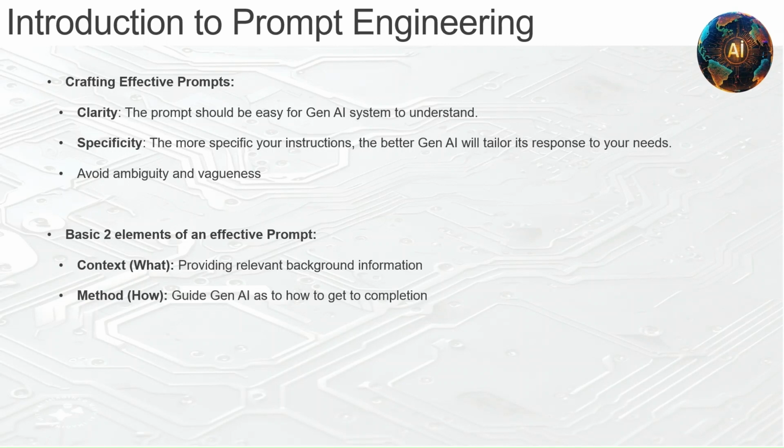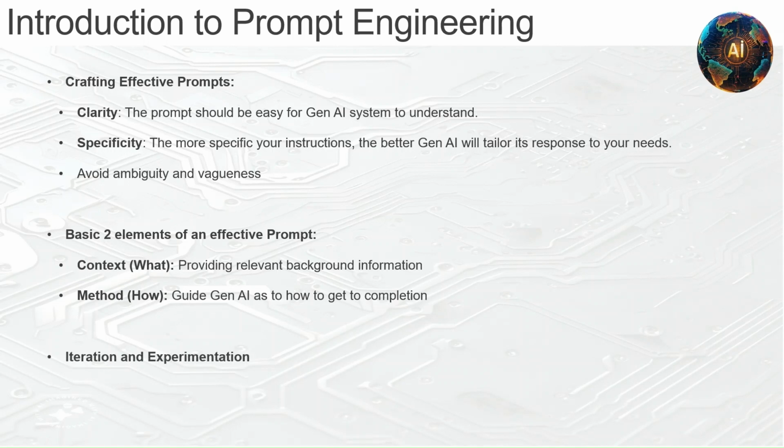And next, the method or the how part. Now, guide GenAI as to how to get to completion. Instruct in detail the method you want the LLM to follow. So, once you have these two basic elements in your prompt, be assured that you will get a good output. And don't worry if this doesn't make a lot of sense right now. We are going to see a lot of examples in this section, and then you will appreciate these two key elements.